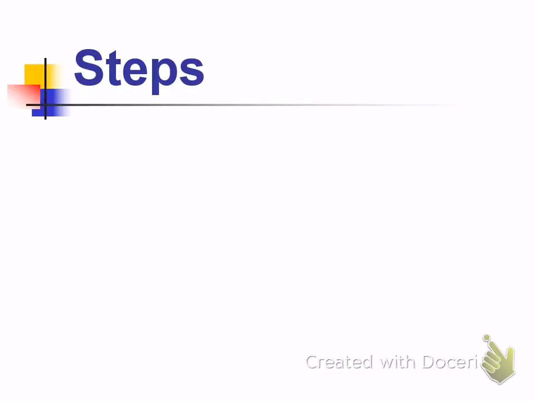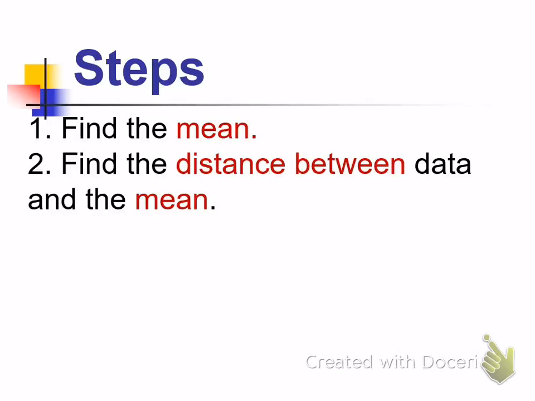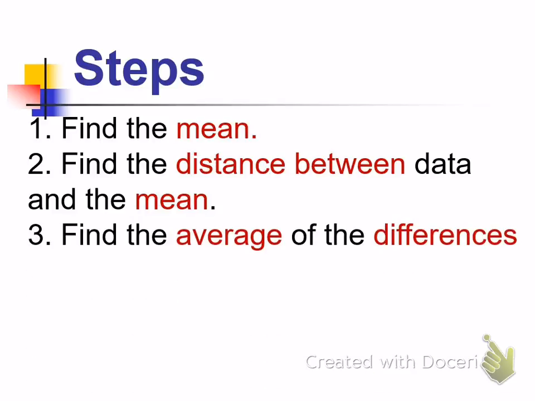When you're calculating a mean absolute deviation, you first have to find the mean, and the mean is just the average, where you add the numbers together and divide by the total amount of numbers that went into making your sum. You then find the distance between each data value and the mean. And then you find the average of the differences.